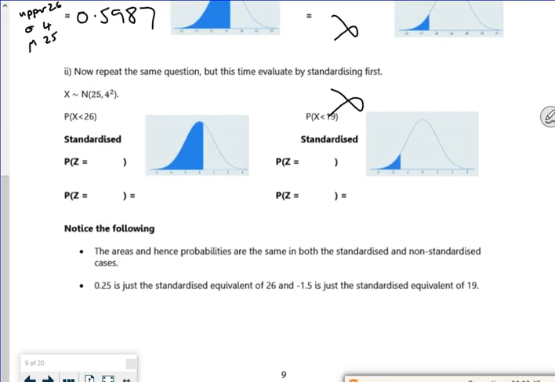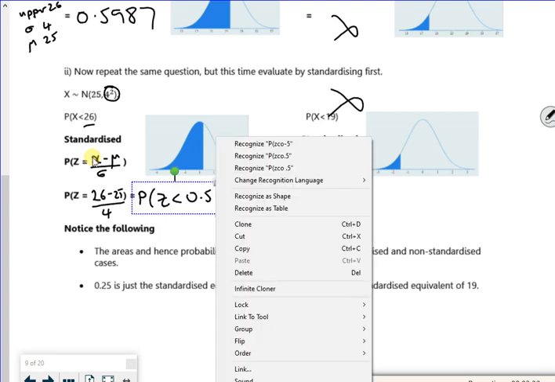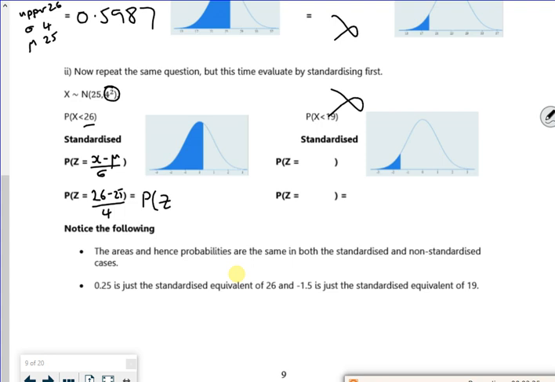So if I do it with standardizing, then I need to transform it over. And what I do is I use Z is X minus mu over sigma. So X is 26, 25 for mu, and it would be the square root of 4 squared, because that's 4. So that's going to be a quarter, isn't it? So what I want is a Z value which is less than a quarter. Oops, that's not a quarter. Try again. A Z value which is less than a quarter. That's what I want.